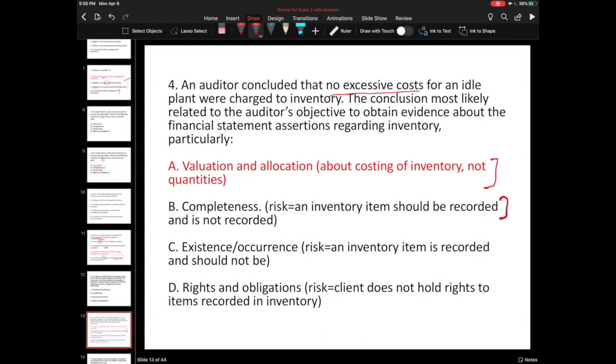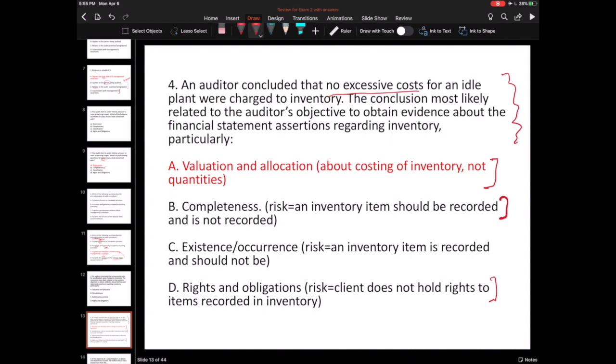Rights and obligations questions around inventory, we said before, usually deal with things like consignment inventory. All right, so if you see questions, and especially inventory related questions around costing, they're typically going to be valuation and allocation assertion questions.